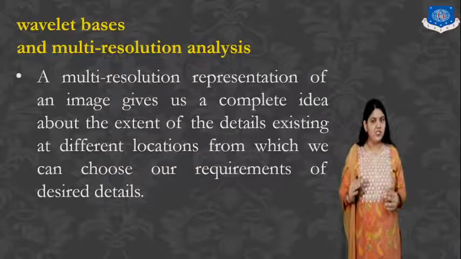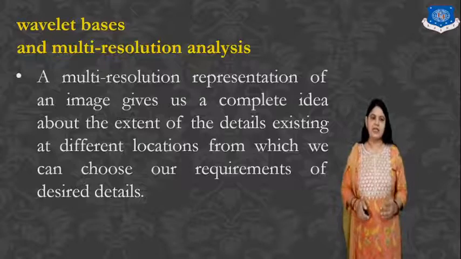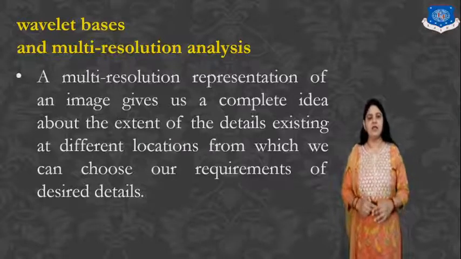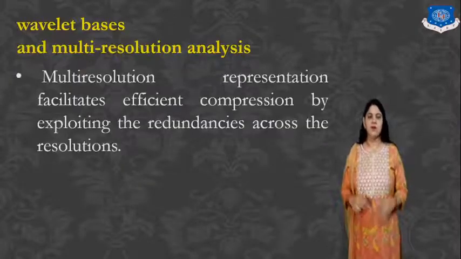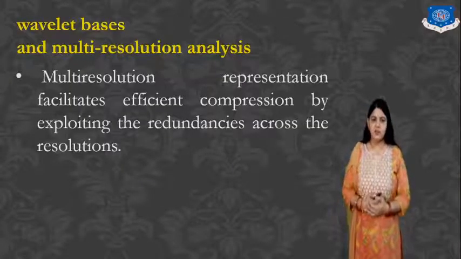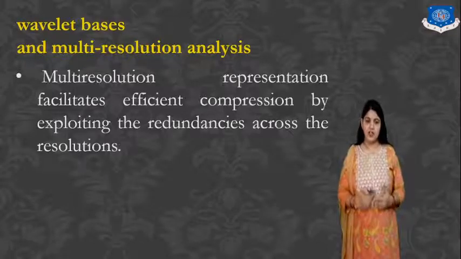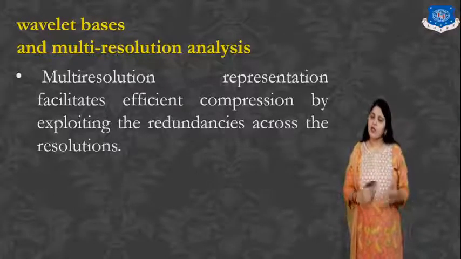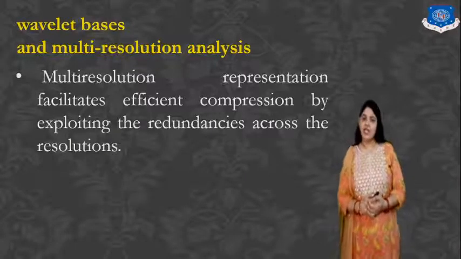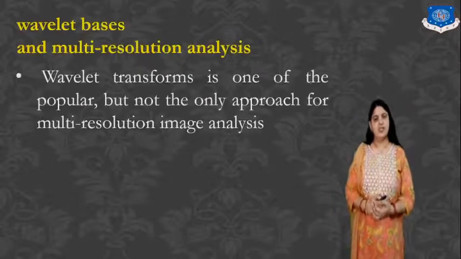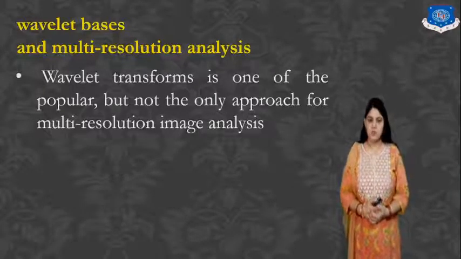But at the point where scaling is not required, the lower level value can be chosen for getting high resolution images. Now the multiple resolution represents efficient compression by exploiting the redundancies across the resolutions. So it can also remove the redundancies, and that way we can have better compression. That is why it can be used for compression as well as DSP processing.